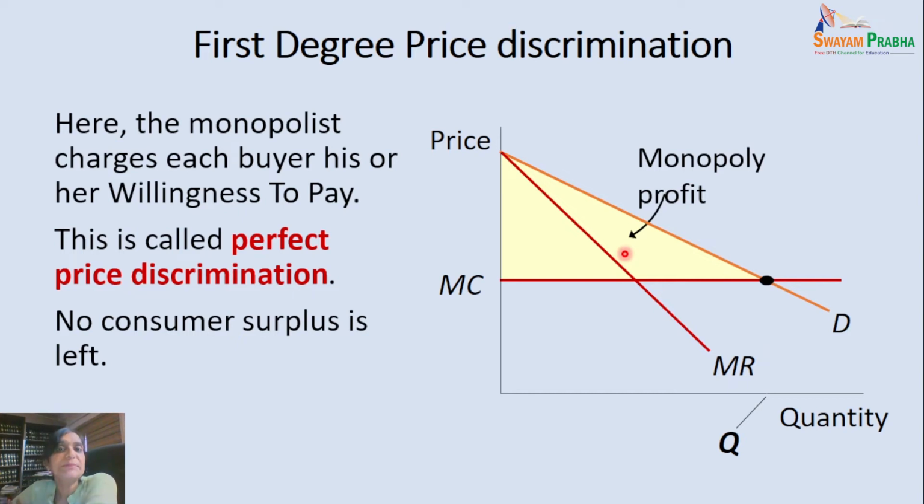So first degree price discrimination leaves no consumer surplus. Consumer surplus is what, learners? It is the difference between your willingness to pay and the actual market price. Since the market price is the same as what you were willing to pay, there is no consumer surplus, and that consumer surplus goes into the pocket of the monopolist by way of monopoly profit. That is your first degree price discrimination.